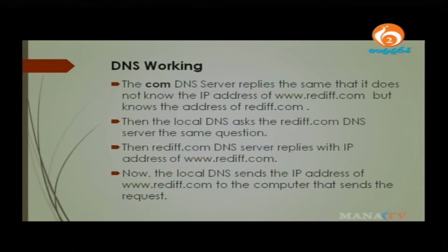So finally, after so many iterations, we went to the local DNS, and the local DNS went to the root DNS, then the root DNS gave the IP address of com, then we went to com, and then the local DNS went to rediff.com, and rediff.com gave the actual IP address of www.rediff.com. Now after all this processing, the local DNS server sends that to the computer that made the request.